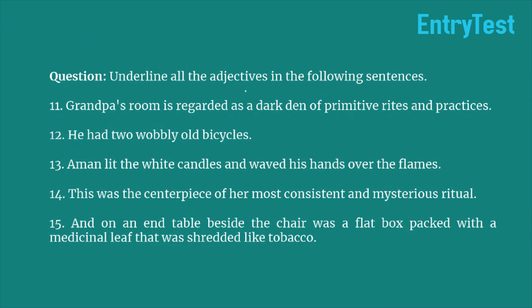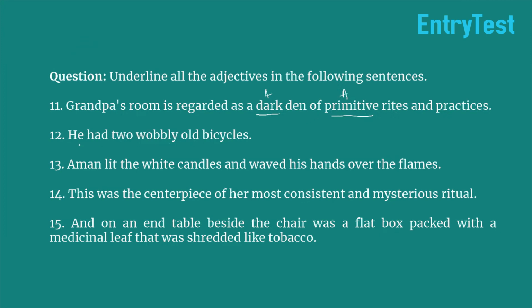So let's see the first one. Grandpa's room is regarded as a dark den of primitive rites and practices. So how is that room first of all? Room is my noun. So it is dark first of all, so it is an adjective. Then it is a den of primitive rites and practices. How are the rites and practices there? Primitive. So it is also an adjective.